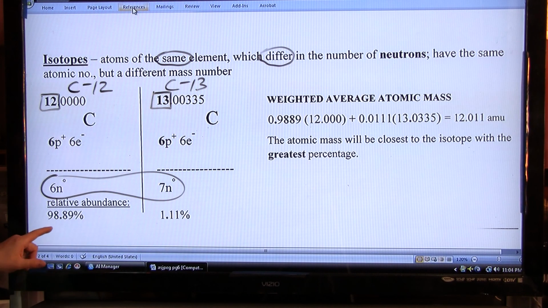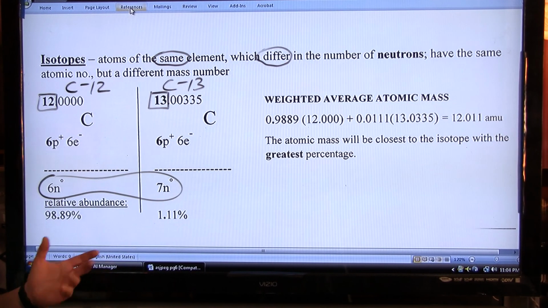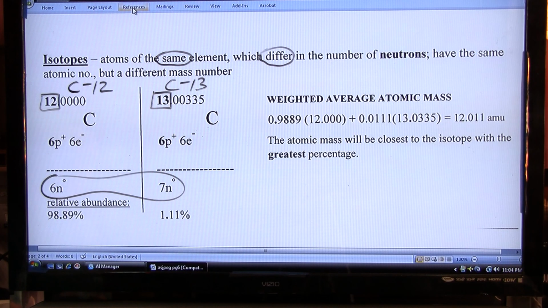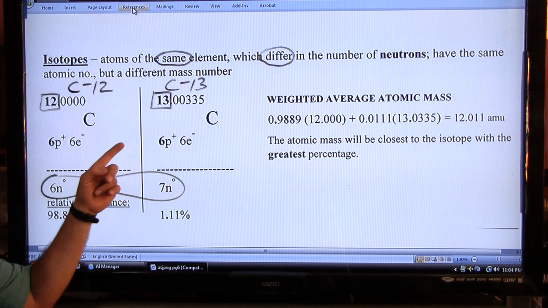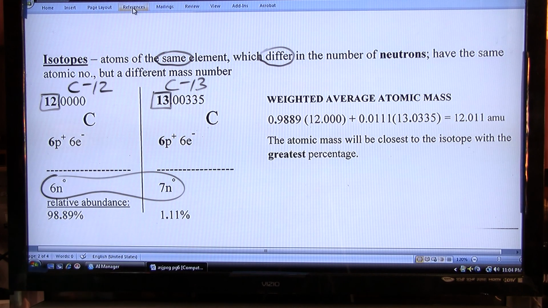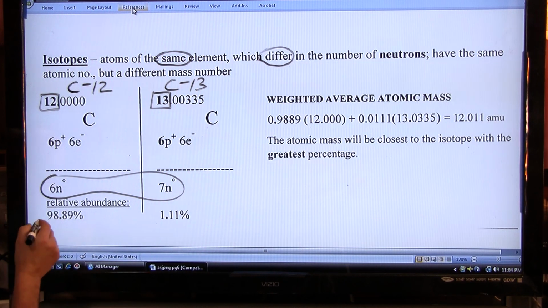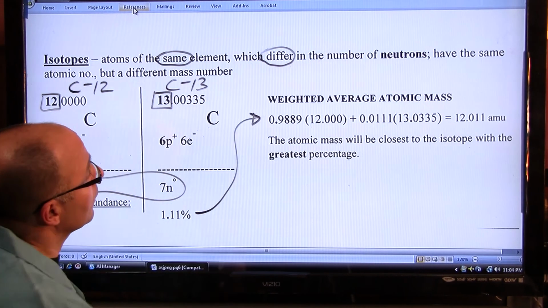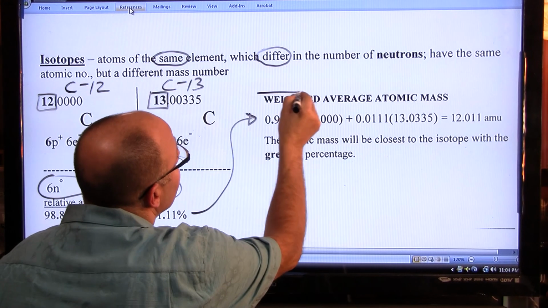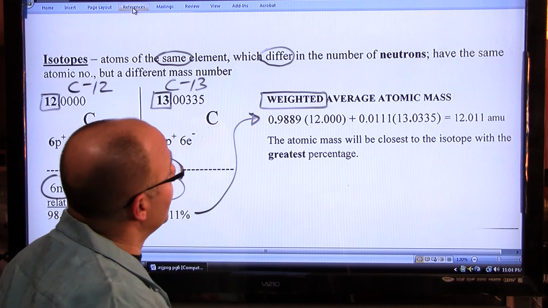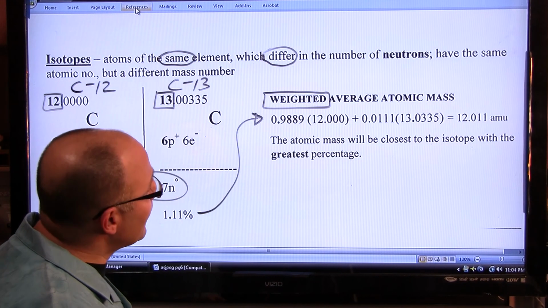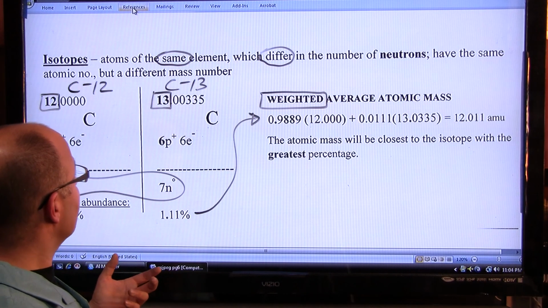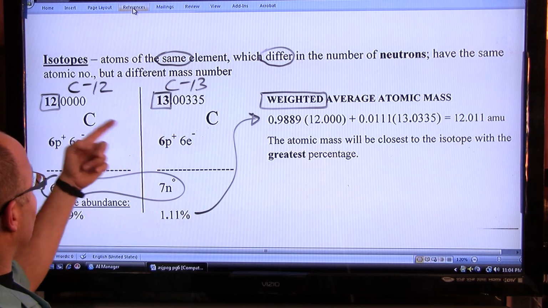Now, if you're given the percentages of each of these isotopes, then you could do a weighted average. So if you're given the relative abundance, or the percent relative abundance, that's how much there is percentage-wise of each isotope, of carbon-12, 98.89, and carbon-13, 1.11, then we could use that information. So let's take these percentages here and calculate what is called a weighted average atomic mass. Now, a weighted average is not a regular average.